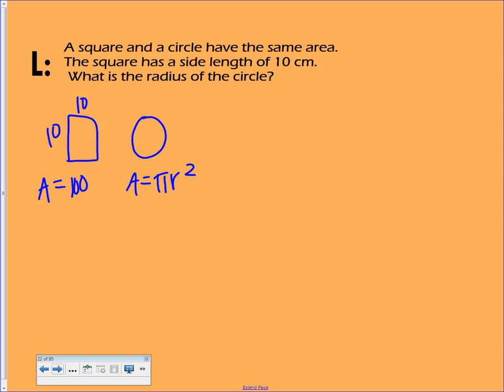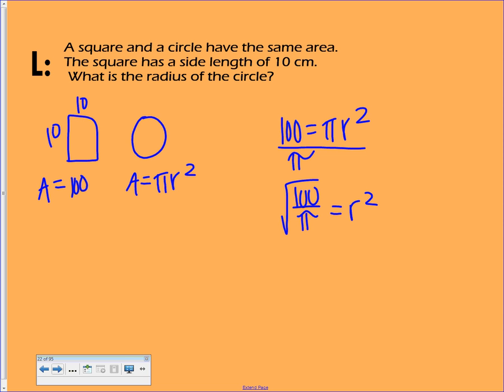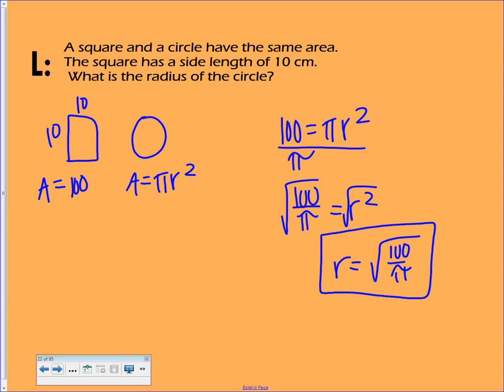So now if I want to solve for the radius, I could set them equal to each other. So I could say 100 equals pi r squared. So to solve for r, I should divide by pi first. So 100 divided by pi gives me r squared. And then I would square root that. Usually I would have a plus or minus here, but because I'm talking about the radius, I would only have the positive answer. So you could leave that as the square root of 100 divided by pi. You could plug that into your calculator if you wanted, but let's just leave it as an exact answer.